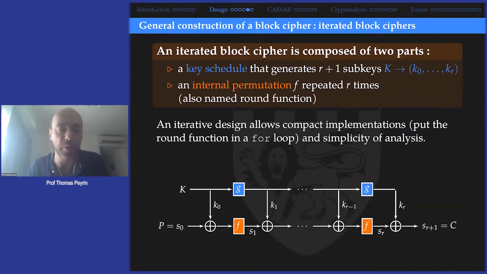If you use only one round, you're sure it's not going to be secure. If you use two rounds, it's going to be a bit better, et cetera. But maybe after 20 rounds, then you know you're going to have something good.